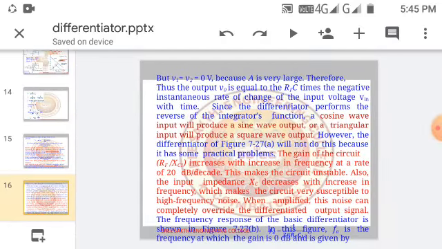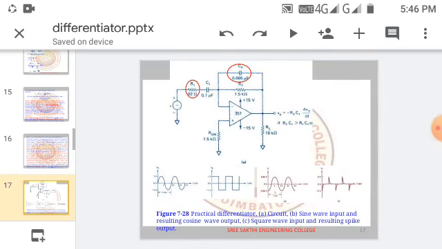And here you can see the gain of the circuit, RF by XC1, increases with the increase in frequency at a rate of 20 dB per decade. This makes the circuit unstable. Also, the input impedance XC decreases with the increase in frequency, which makes the circuit very susceptible to high frequency noise. When amplified, this noise can completely override the differential output signal, so we need to correct it to get the output signal without any distortion.